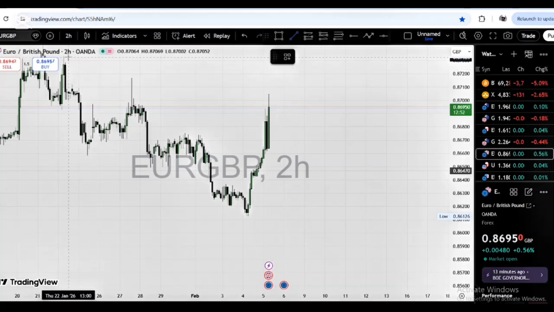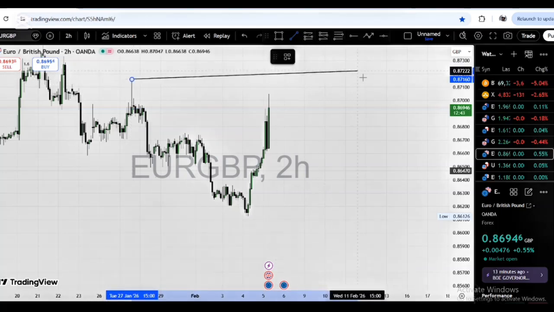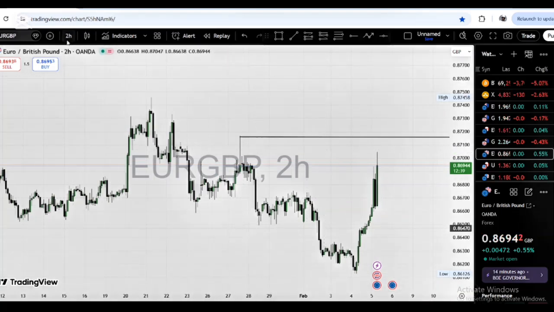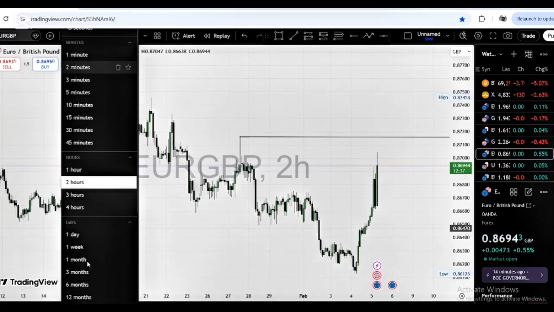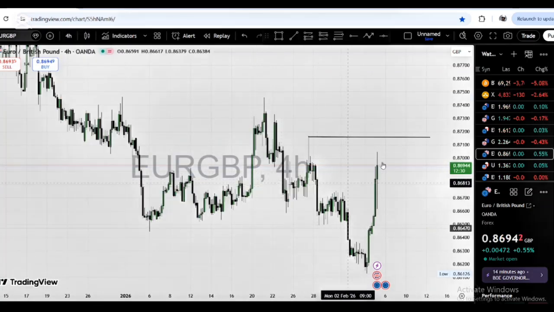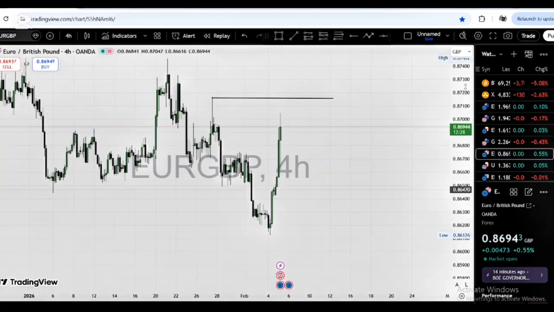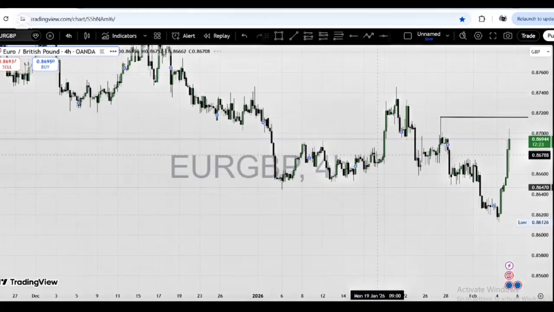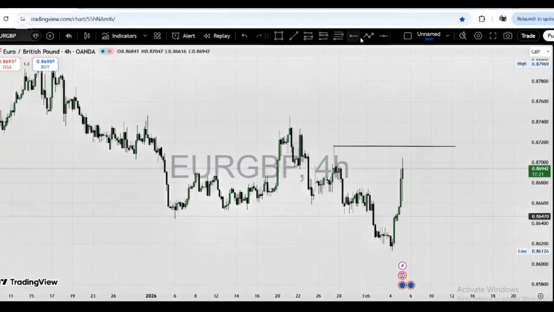So first of all, let me just do this. Let me keep this here, and let me just go to the 4-hour time frame so that I'll understand what I'm doing. Because if you want to trade the multi-time frame analysis, you have to start from the higher time frame down to the lower time frame. So the 4-hour time frame is going to be my overall time frame right now.